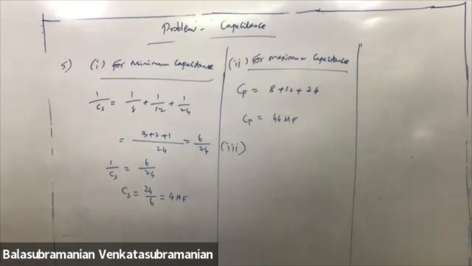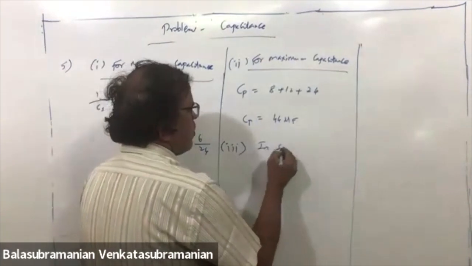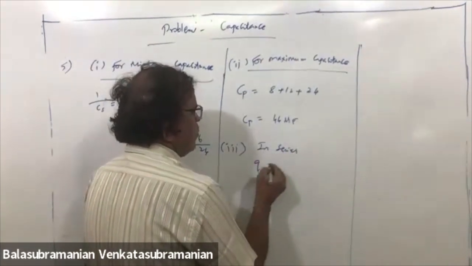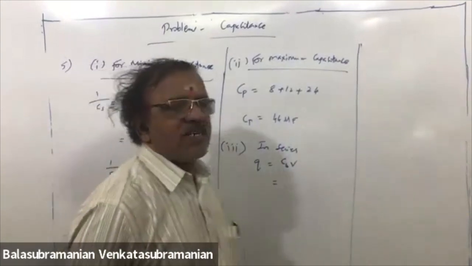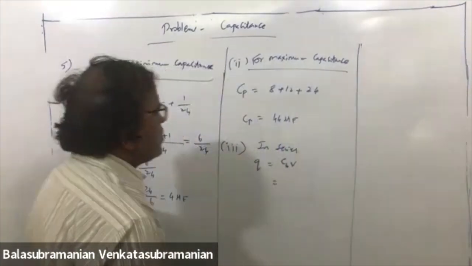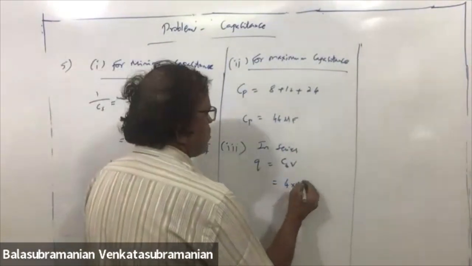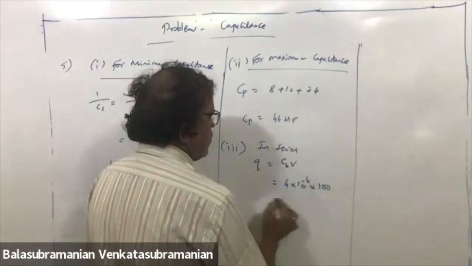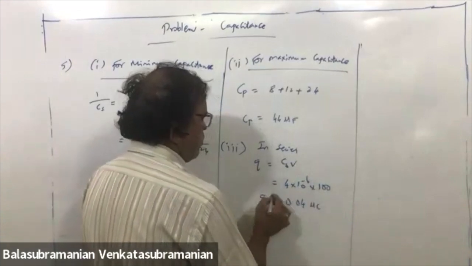In series, charge is same, you know. In series, Q is equal to Cs into V. All the three capacitors, same charge. What is Cs value? 4. 4 into 10 power minus 6, 100 volt, 0.04 microcoulomb.